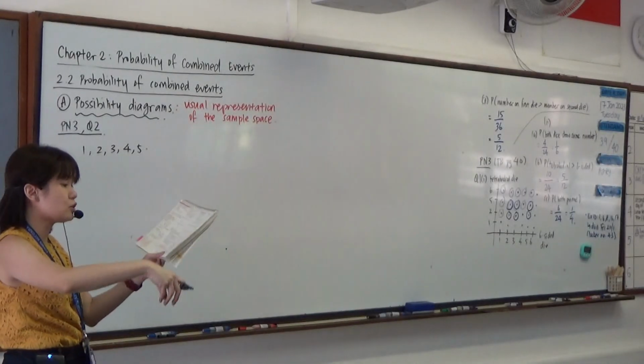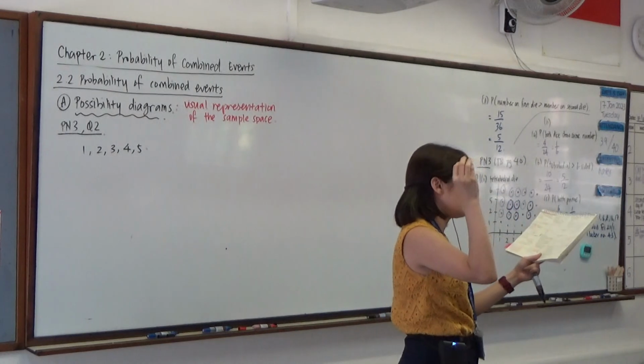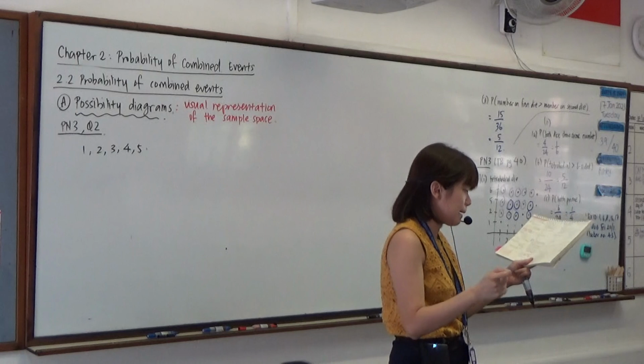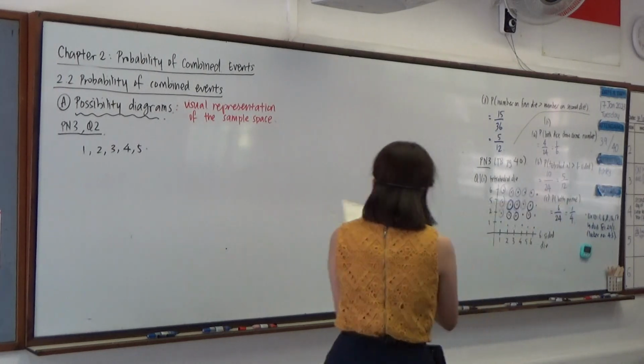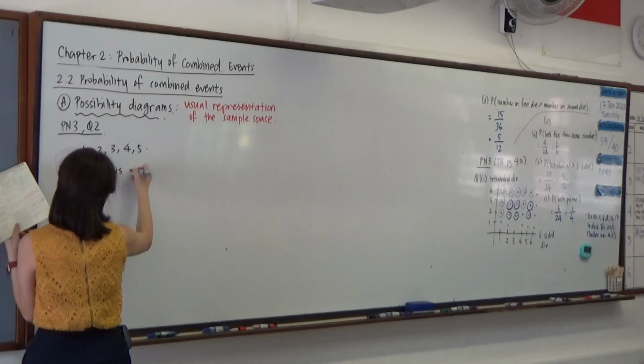A card is drawn at random. That means it's fully blind, you just pick one card, okay? And its number is noted. That means you take note of the number on that card, okay? The important part of this question is that it says the card is then replaced.